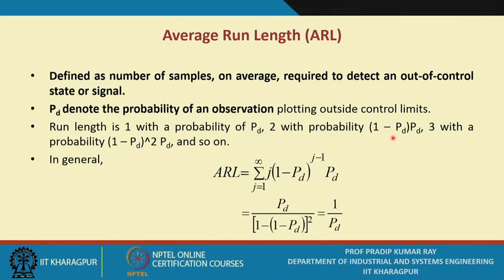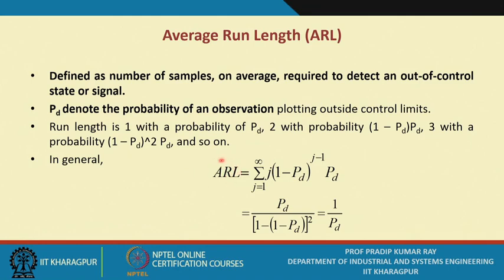If it is 2, that means when you plot the first point, it is not detected as an out of control point, but the second point definitely is, and that's why the run length is 2. It could be 3, that means the first 2 sample points are not shown as out of control points, but the third one is shown as an out of control point. So the corresponding probability is this.